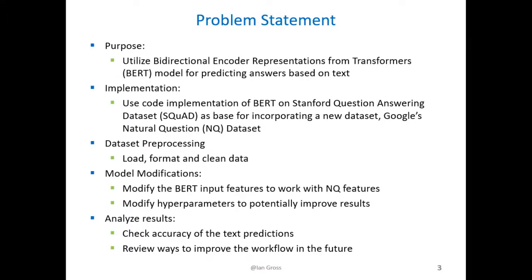So the problem statement I try to solve is I want to use the BERT model for predicting answers based on text. There have been previous implementations of this, such as the SQuAD dataset, and I plan to use this as a base for incorporating a new dataset with Google's Natural Questions dataset. I will be performing data pre-processing, and then I'll make modifications to the model based on the Natural Questions dataset, modifying hyperparameters to potentially improve results, and then analyzing the results.